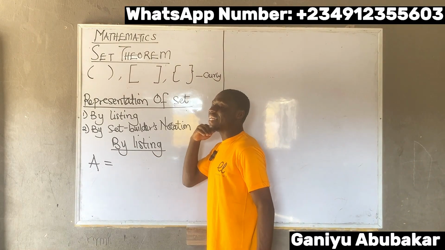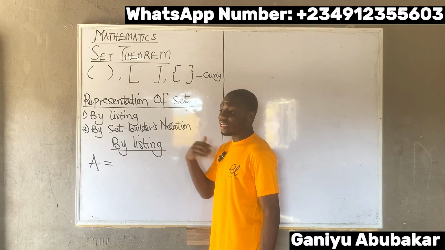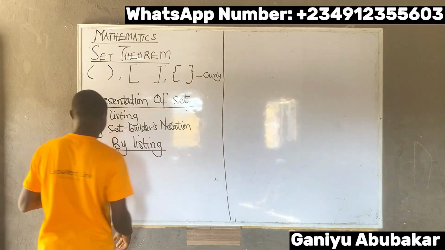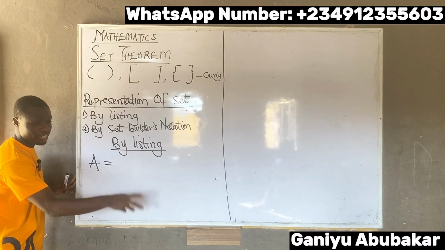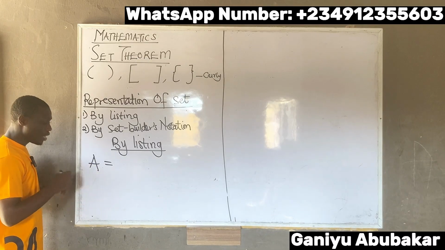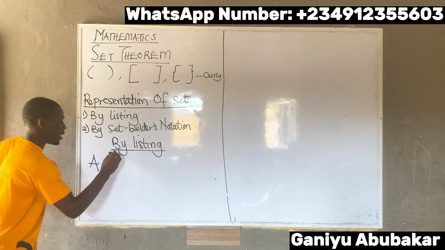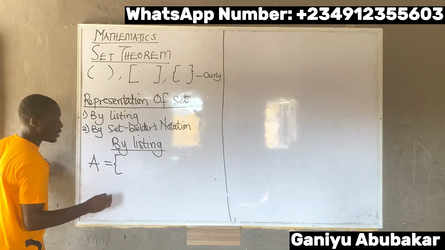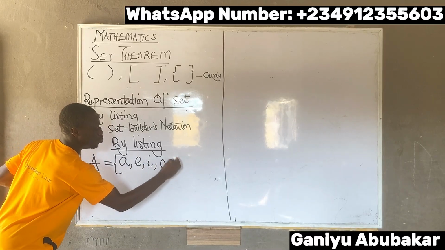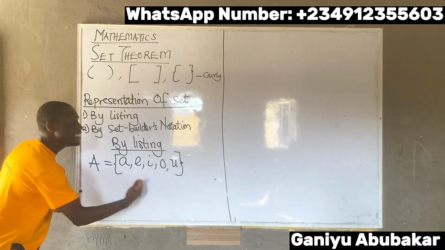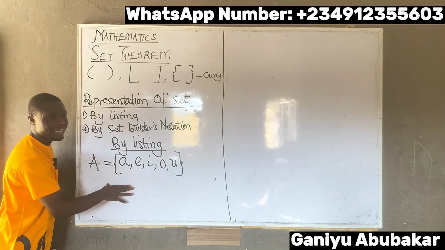By listing, it is written as A equal to, with curly brackets. What are the vowel letters there? I have A, E, I, O, U. This is by listing. I list them out. That's it. What do you do there? You list them out.